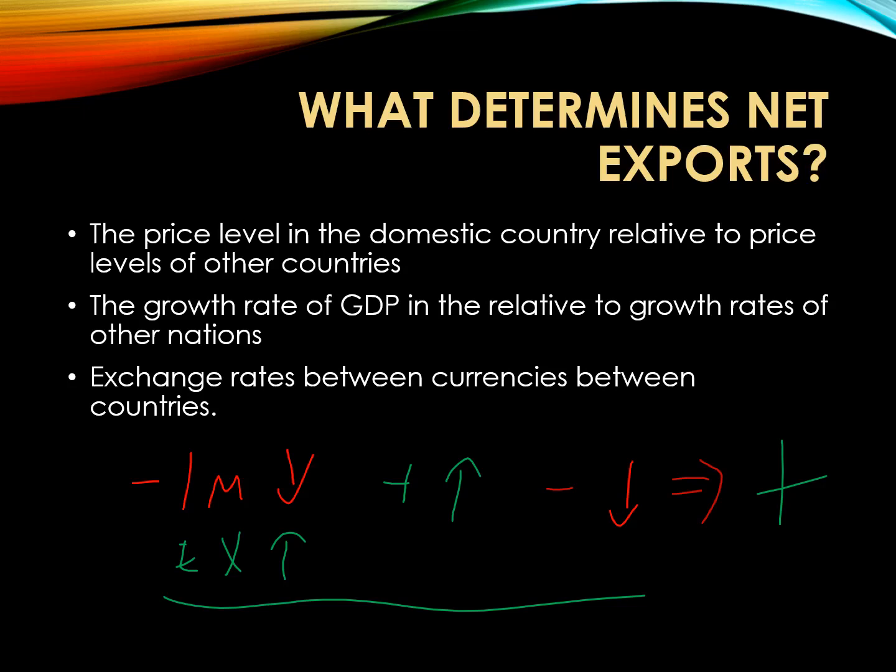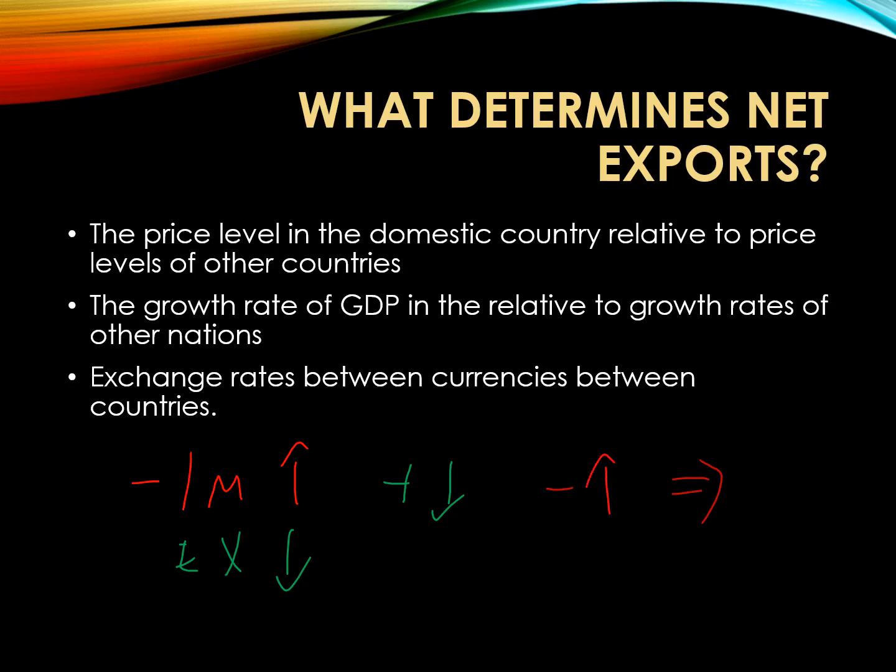But if we have a situation where the growth rate in the United States is faster than the rest of the world, then we'll have the negative situation again, where imports get bigger, exports get smaller, this gets smaller, this gets bigger, and we get a net negative.